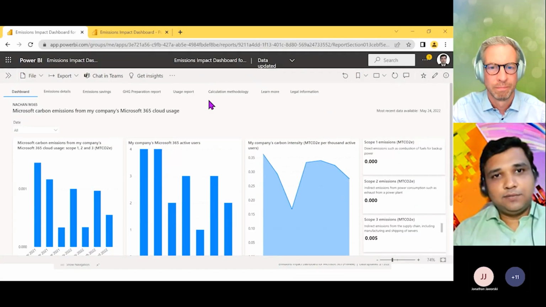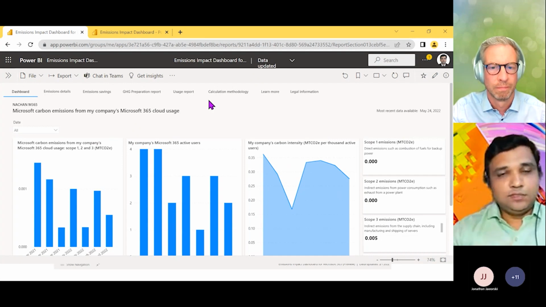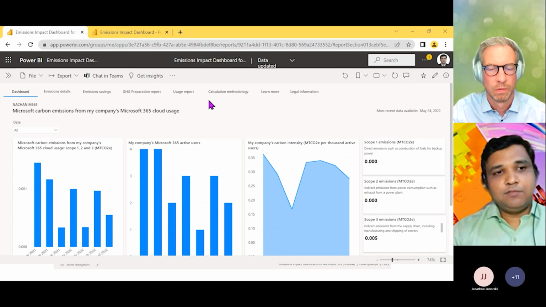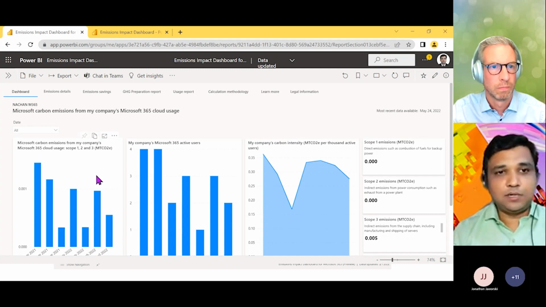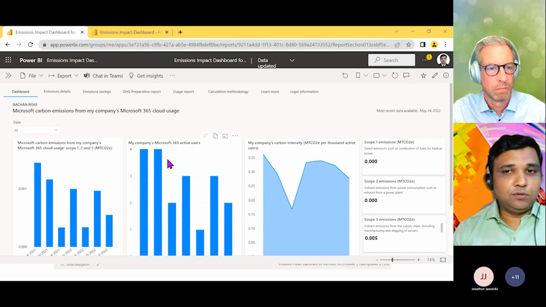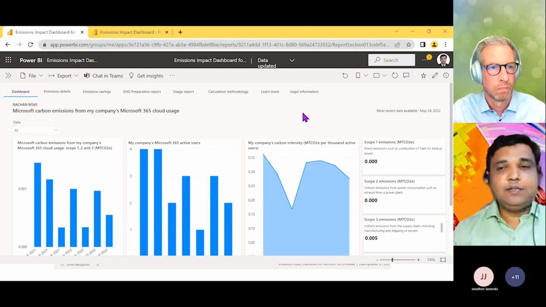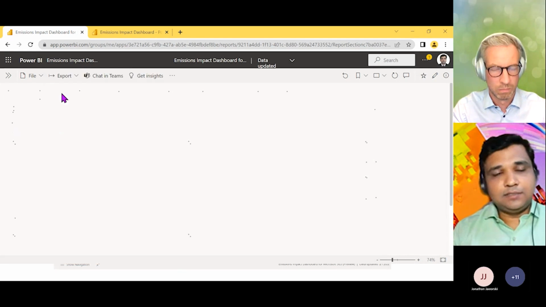This is the dashboard that I have set up in my tenant. This is the Microsoft 365 emission dashboard. It quantifies the total emissions as well as the carbon intensity, which is a measure of emissions per active Microsoft 365 user. From here we can see the carbon emissions for the company based on scope 1, 2, and 3, which we will cover in a while, how many active users we have, and, because of those active users, how many metric tons of carbon are being emitted into the environment. We have all that information captured as emission details.